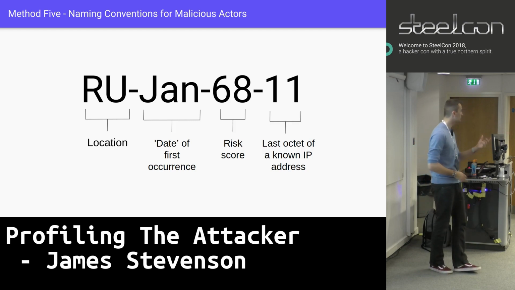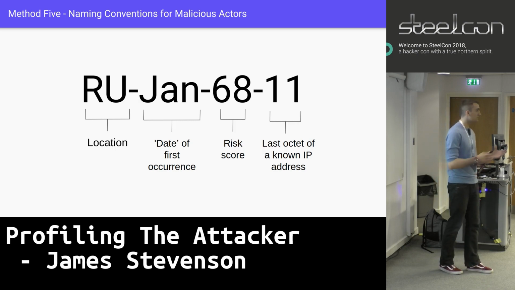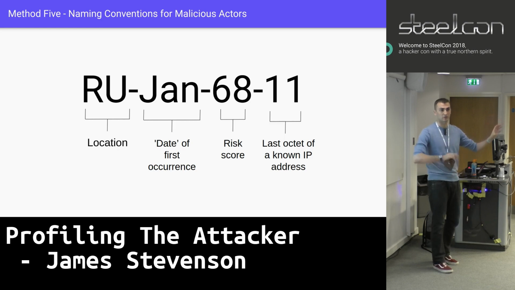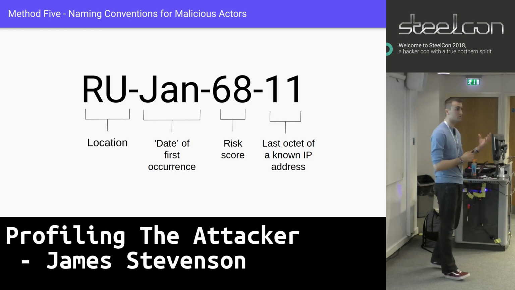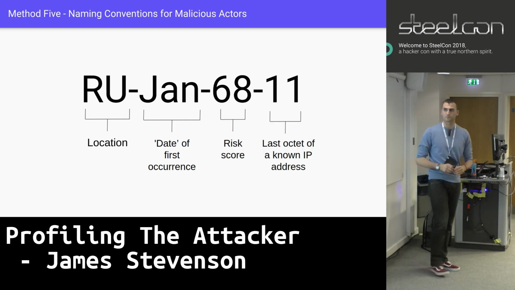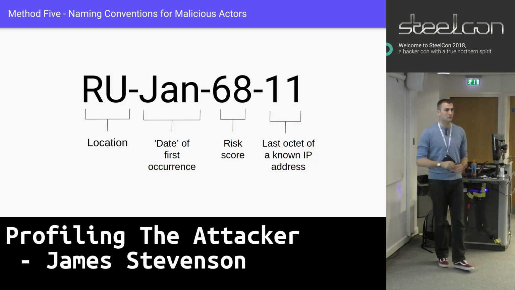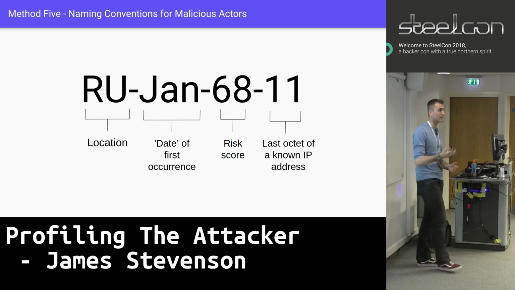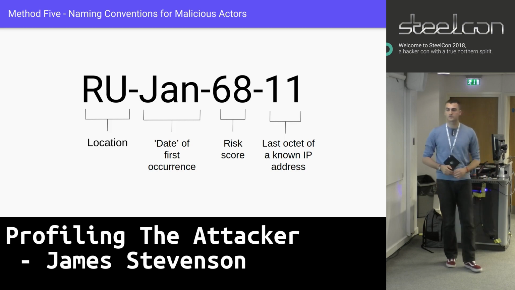Information on the location, so where they were first seen, the date they were first seen, the risk level for that malicious actor. So again, that's that number we saw earlier, so that number between 0 and 100. And finally, the last octet of the first seen or most common IP address related to that malicious actor. So again, the reason why we do this is to have a subunique identifier for our malicious actors. So here we could use IP addresses, we could use MAC addresses, we could use hashes. This is just one example of something we could use.